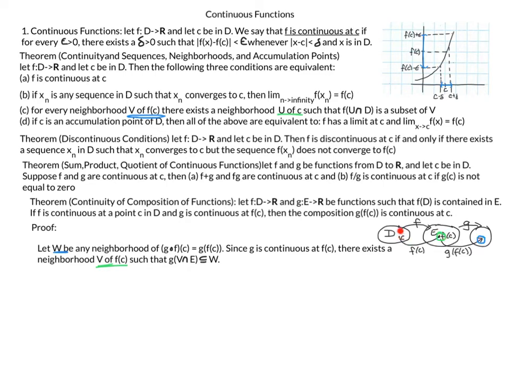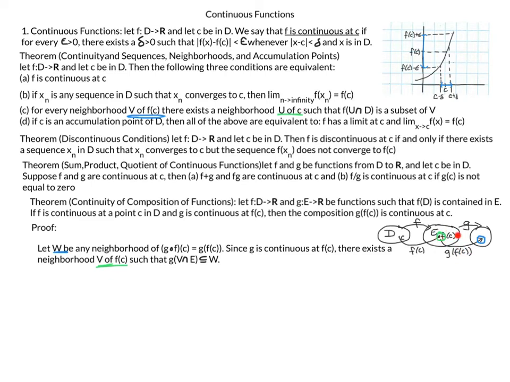And then our next step will be to go all the way back to d. But first we're going to start here. We have g of f of c, so our very ending neighborhood v. I color-coded them in blue. So for every neighborhood of g of f of c, our function composition, there should be a neighborhood of f of c. That's color-coded in green.